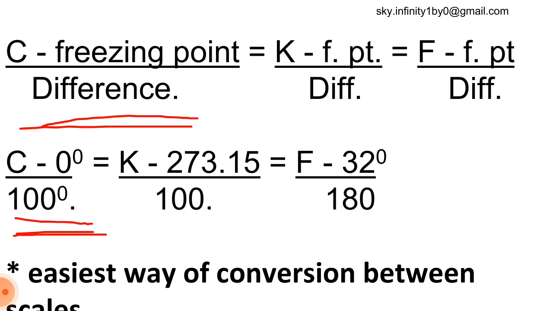Similarly, we can equate the Celsius scale to Fahrenheit scale or the Kelvin scale to Fahrenheit scale. The difference between the freezing point and the boiling point for Fahrenheit scale is 180 degrees Fahrenheit, and the freezing point for Fahrenheit scale is 32 degrees Fahrenheit. Using this interrelationship, we can solve many problems easily.